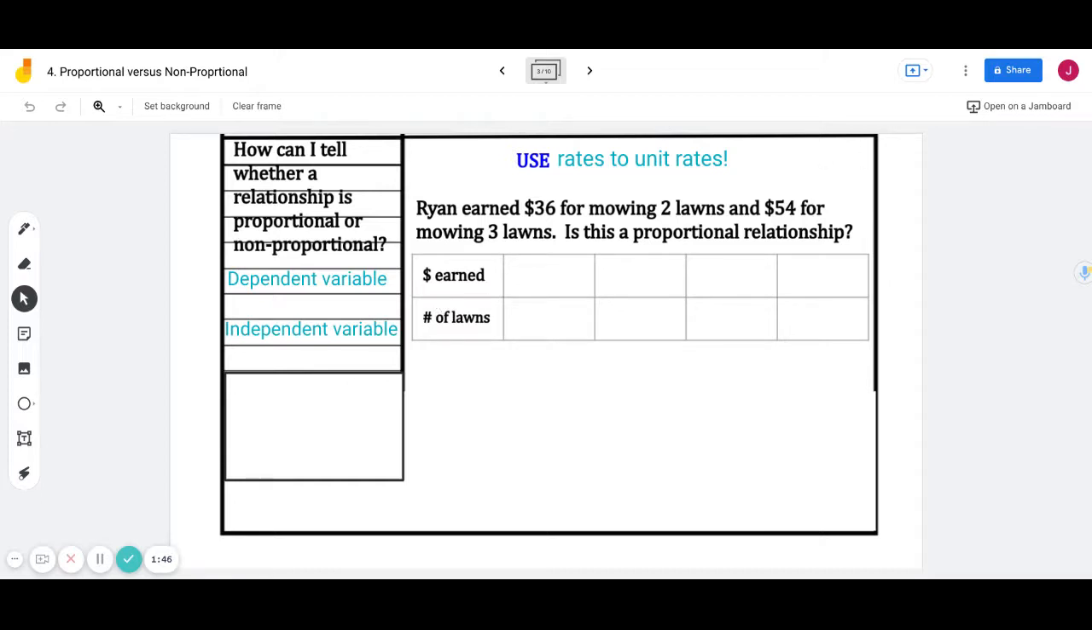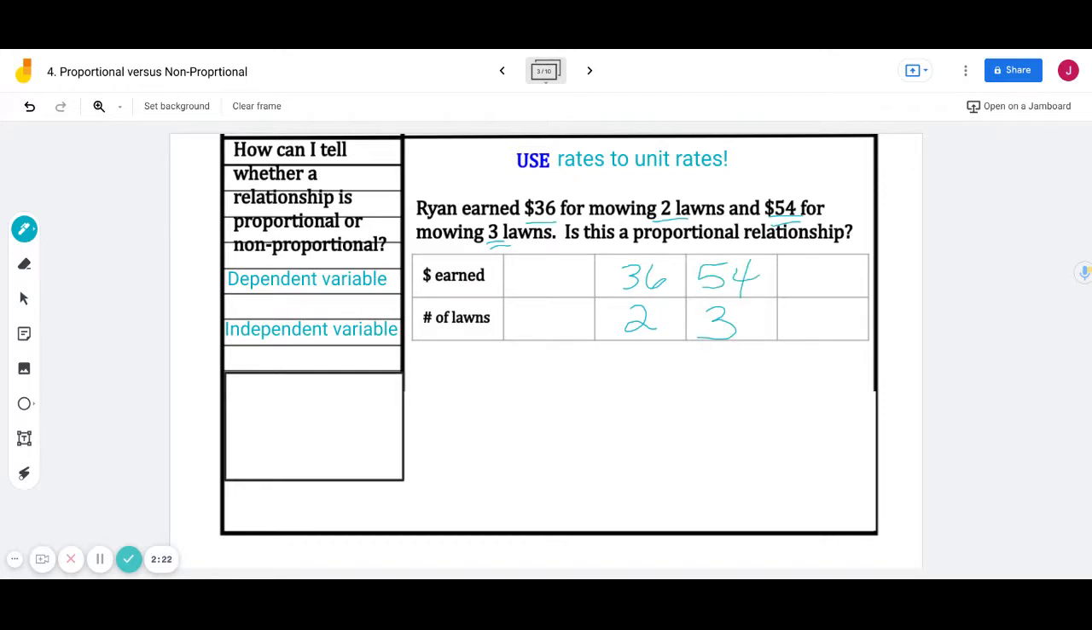Now let's look in the problem to see what we've got. We've got some key information here. He got $36 for 2 lawns and $54 for 3 lawns. All right, now my table is set up with 4 columns. So I'm actually going to skip column 1 because that would be for 1 lawn, and the sentence does not give us 1 lawn, right? But it does give us 2 lawns. So I'm going to start in the second one for 2, and that was $36. And it does give us 3 lawns, and that's $54.